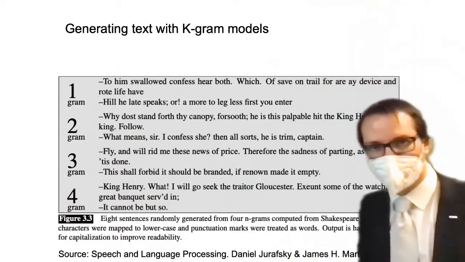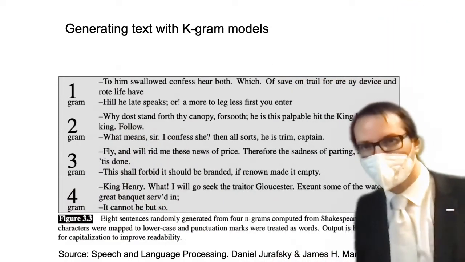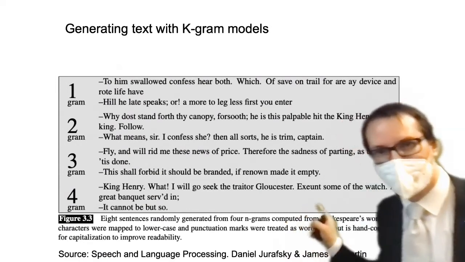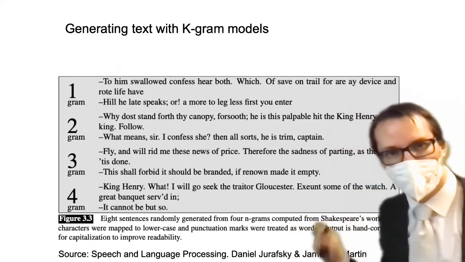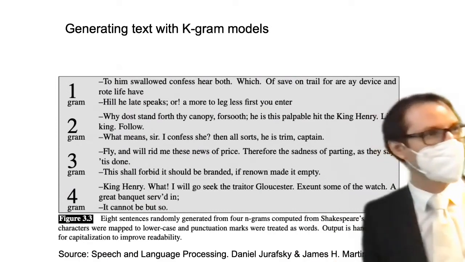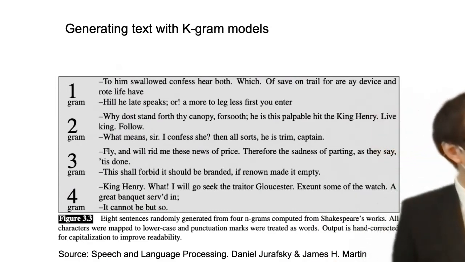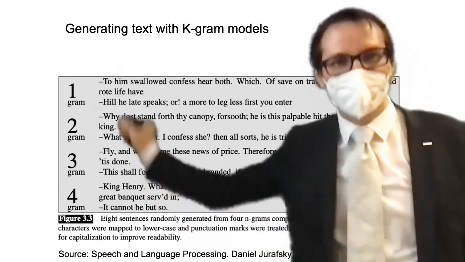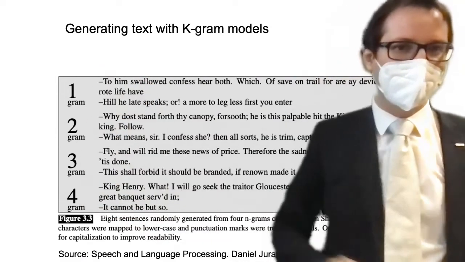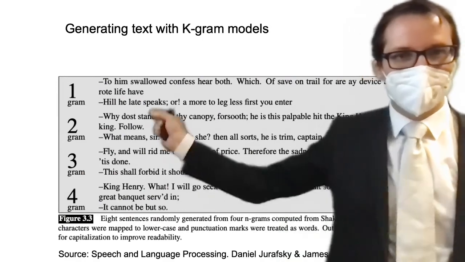"King Henry, what? I will go seek the traitor. Some of the watch, a great banquet served in. It cannot be bad." So that sounds incredibly real, right? So you see that this value of the parameter n that you can actually set determines that sort of thing.